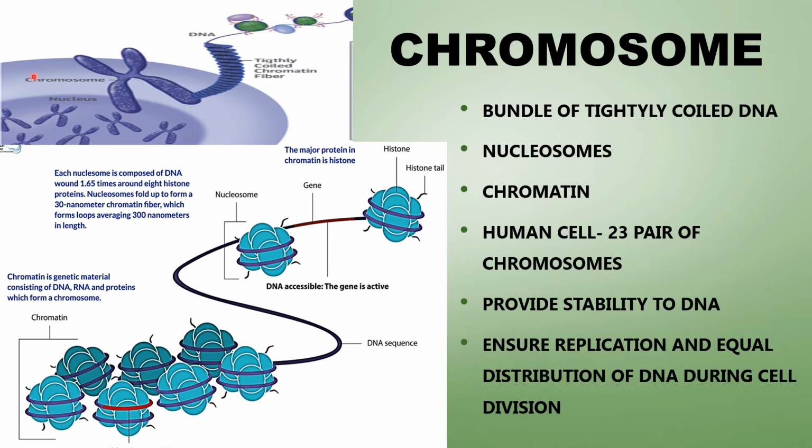And this is the basic structure of a chromosome. Around 8 histones, the DNA is wrapped tightly, and this is known as a nucleosome. The densely packed nucleosomes are known as chromatin, and this chromatin is again highly folded to make up a chromosome.